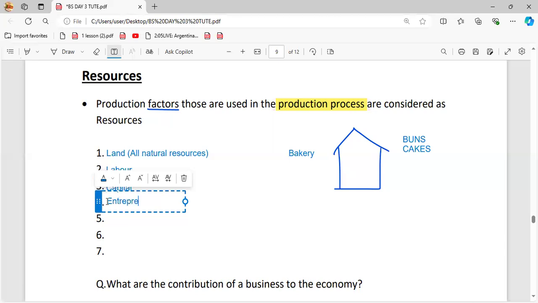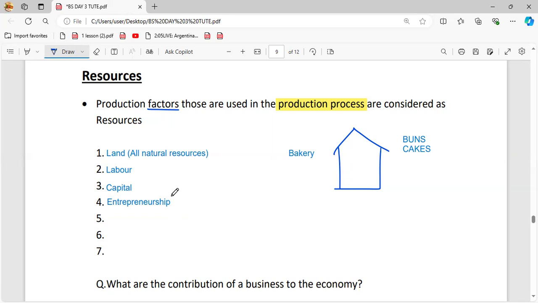What is entrepreneurship? Entrepreneurship means there has to be a person who is starting this business. Did you understand? There has to be a person who is initiating and starting this business. For example, in this class, I am an entrepreneur. Am I clear? I put in my resources and I am the one who is starting this business. So think like an owner. He's an entrepreneur. Did you understand?